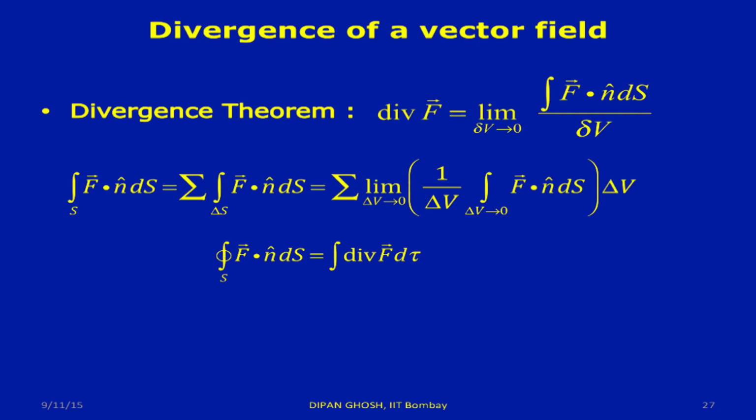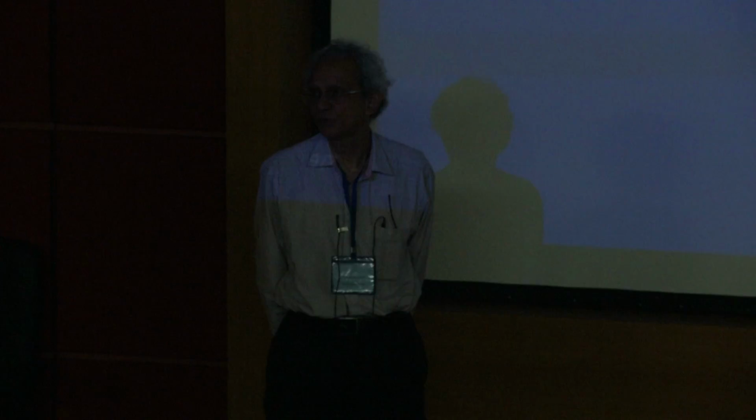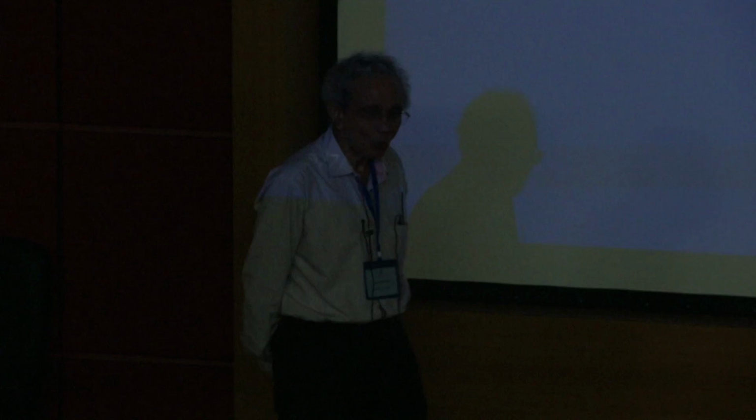Now if you take the limit and do the sum, what you find is what is known as the divergence theorem. It is a very important theorem, which simply says if you take the divergence of a vector and take a volume integral thereof, what you get is the surface integral of that vector itself.